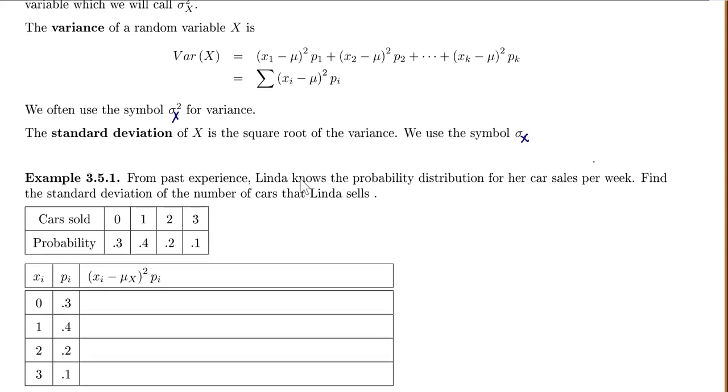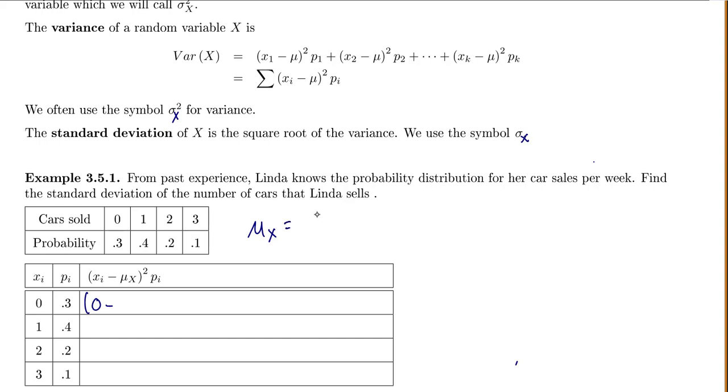From past experience, Linda knows the probability distribution for her car sales per week. So here's our cars sold and the probability for each one. Let's find the standard deviation of the number of cars that she sells. So we can write down each of our possible x values and each of the probabilities. And then I like to do it in a table just so I don't lose track of what I'm doing. So we'll take each x value, so 0, minus the mean. Now I didn't tell you the mean, so let's go ahead and figure that out.